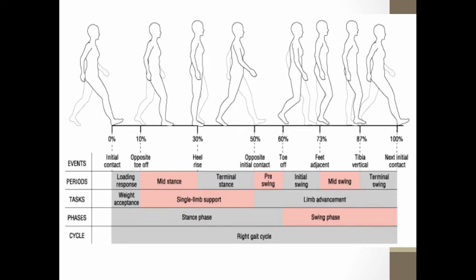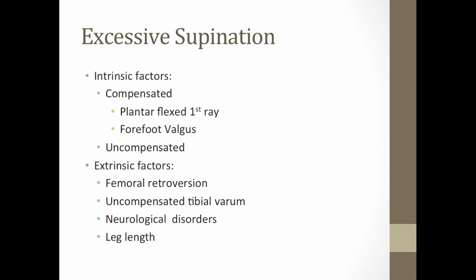And you've seen this picture before out of Newman, looking at the different phases of stance and stride, giving you the periods of initial contact, opposite toe off, heel rise, opposite initial contact, toe off, the feet are adjacent, the tibia is vertical, and then the next initial contact. So when we're examining somebody's gait and we notice that they have excessive supination, you should have a pop-up window that tells you, well, there are intrinsic things and there are extrinsic things that could be contributing to what we're seeing. Intrinsic meaning coming from within the foot, extrinsic meaning coming from outside the foot.